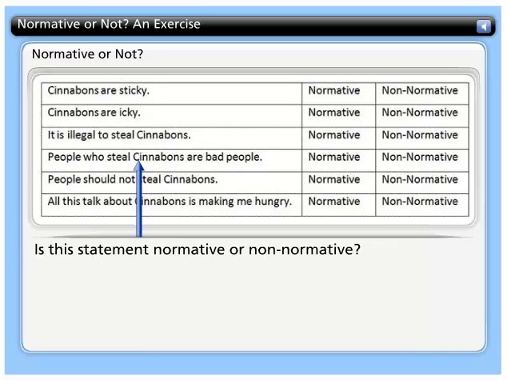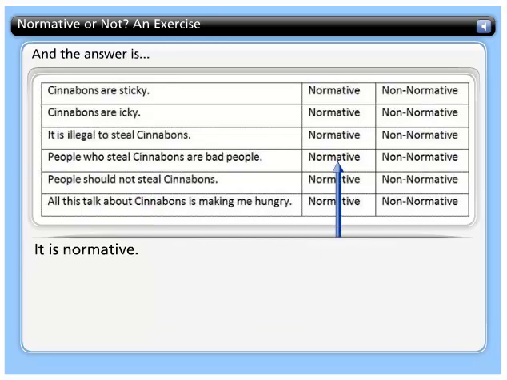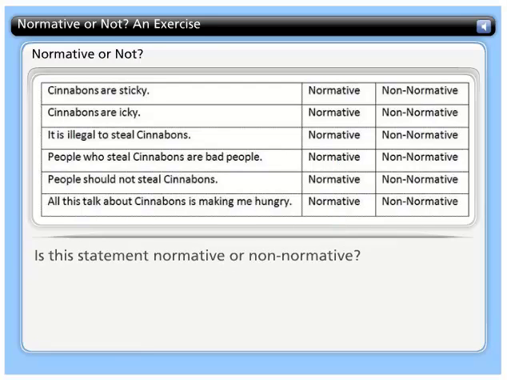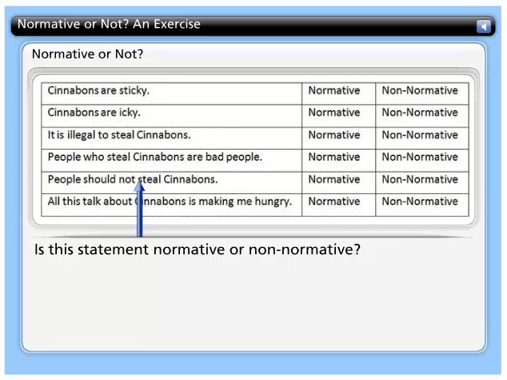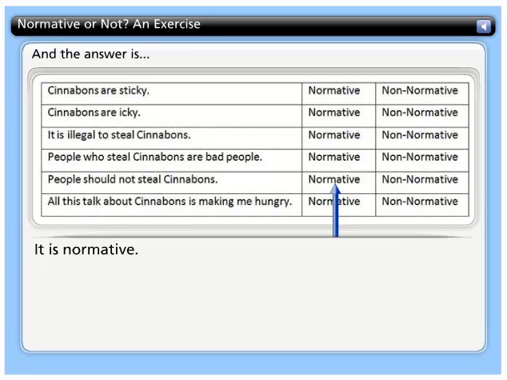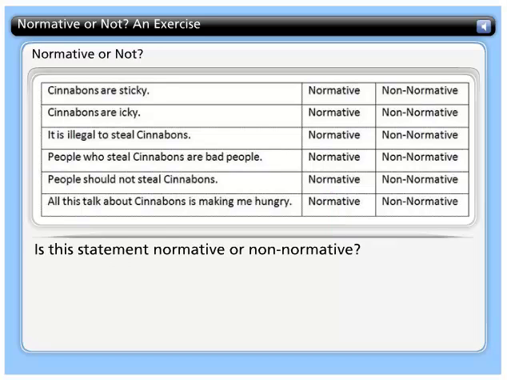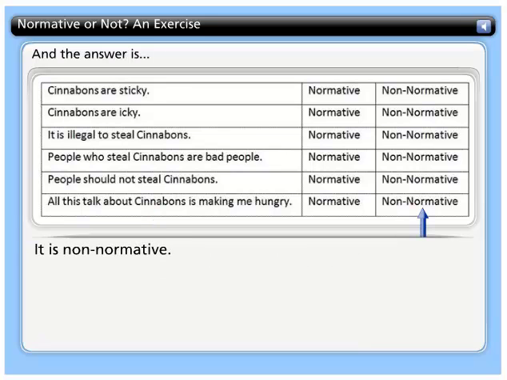People who steal Cinnabons are bad people. Well, that's clearly normative. The word bad makes the evaluation involved pretty clear. People should not steal Cinnabons. Is this normative or non-normative? Well, it's normative. The word should is the clue here. All this talk about Cinnabons is making me hungry. Is this a normative or non-normative claim? It's non-normative. It's a simple fact that does not involve evaluation.